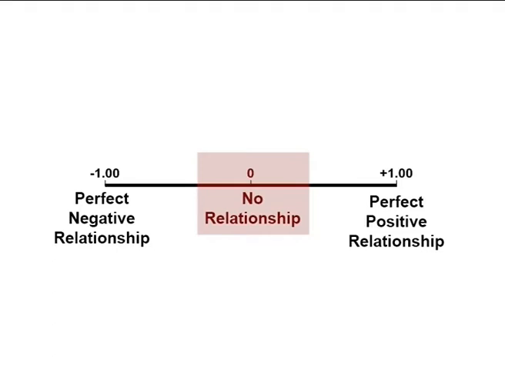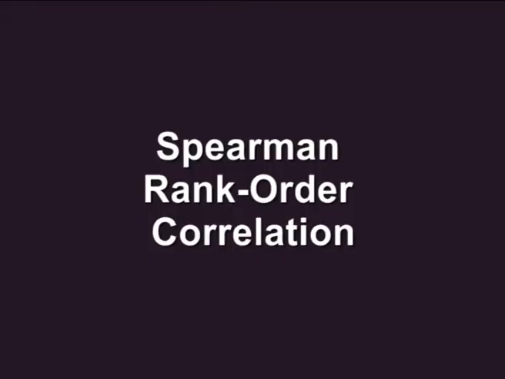The index is structured so that a correlation of 0 means that there is no linear relationship. A correlation of +1 means that there is a perfect positive relationship, and a correlation coefficient of -1 means that there is a perfect negative relationship. As you move from 0 to either end of the scale, the strength of the relationship, whether positive or negative, will increase. Under correlation, we have another method which is called Spearman's rank order correlation.